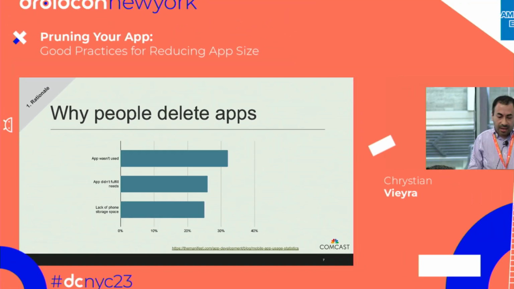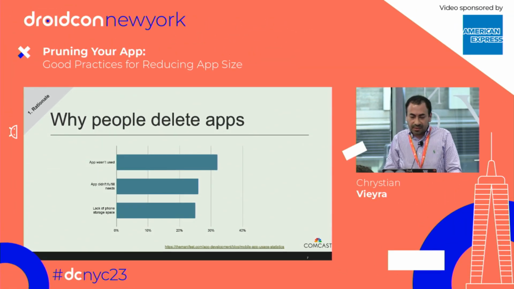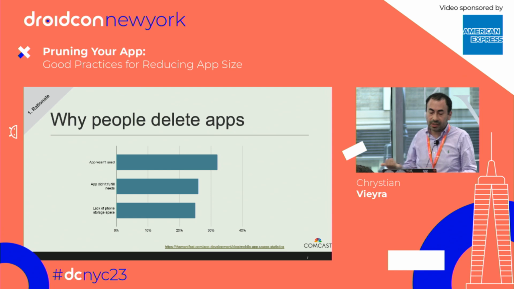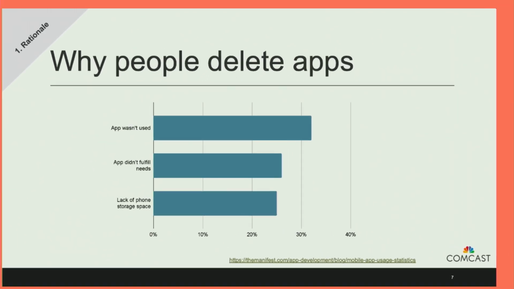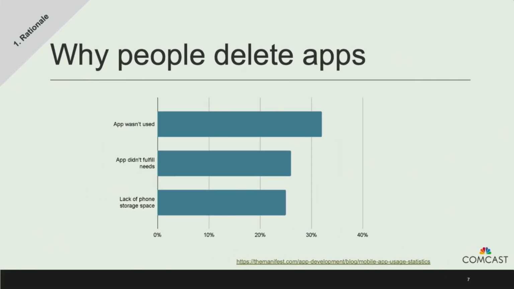I found this other thing. The Manifest did a study asking people, why do you delete apps? And the 3 top reasons were, the first reason, app wasn't used. Makes sense. The second one, app didn't fulfill needs. The app wasn't what you expected it to be, so you uninstall it. But the third reason was the lack of phone storage space.